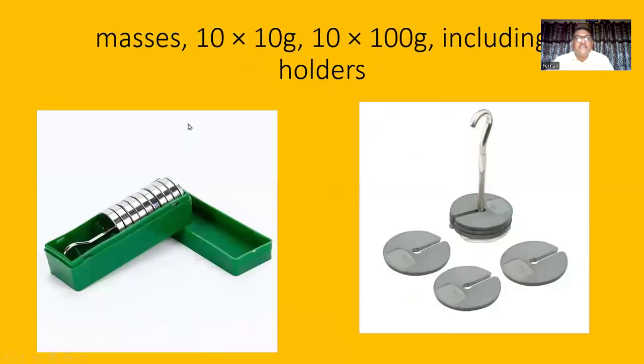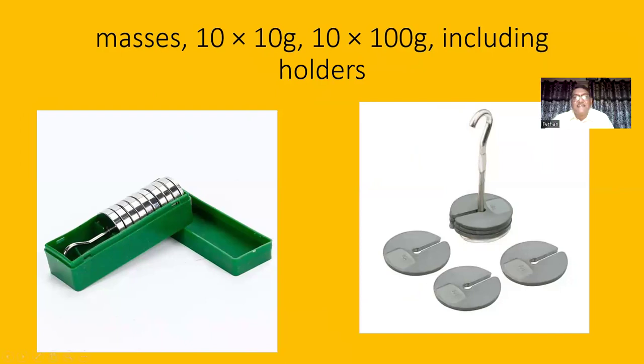And then we have these masses, and they might be of 10 gram, they might be of 100 gram, and usually they have a holder with them. This is called the holder. On this holder we put these masses, and for example, you have put 10 gram, then you put another, then it becomes 20 gram, put another, the total mass becomes 30 gram, this way.